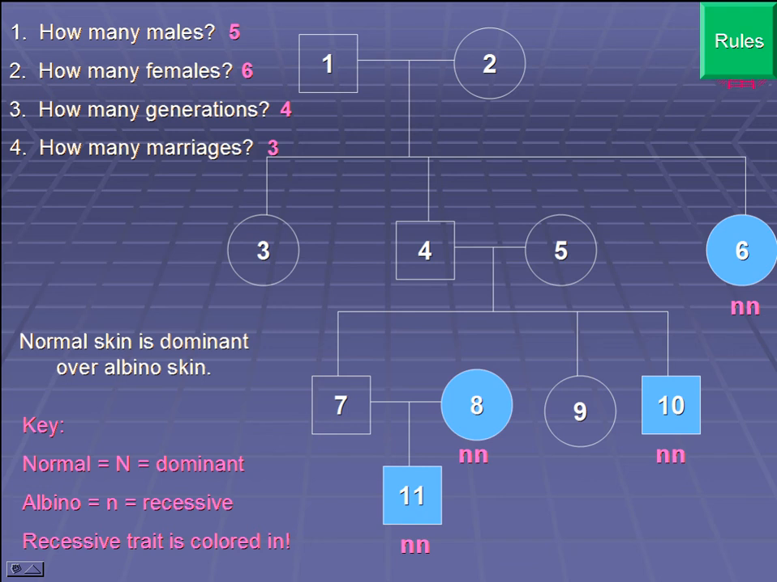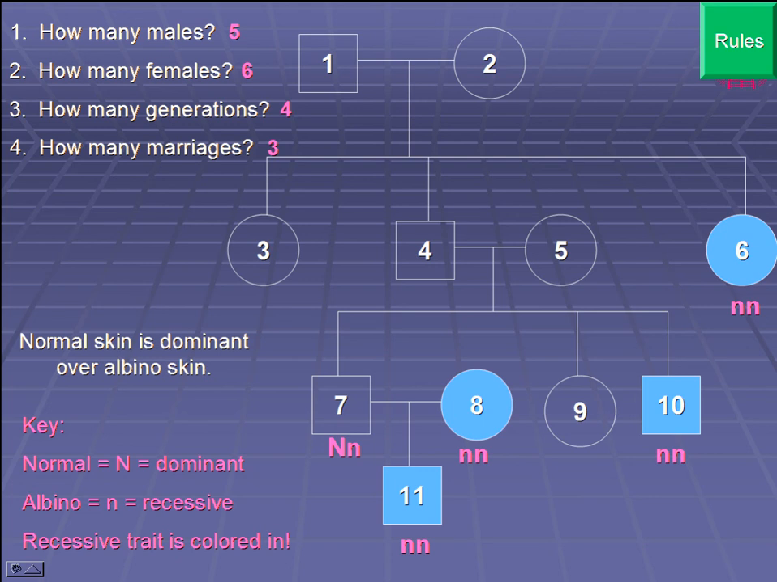Now, let's look at number 7. If you look at number 7, you can tell it's dominant because it's not shaded in. But if you look at number 11 here, you'll notice it's a pure recessive child. Well, the second rule says that all dominant parents of a pure recessive child are hybrid. So that must mean that 7 is hybrid. So you can fill it in as big N, little n.